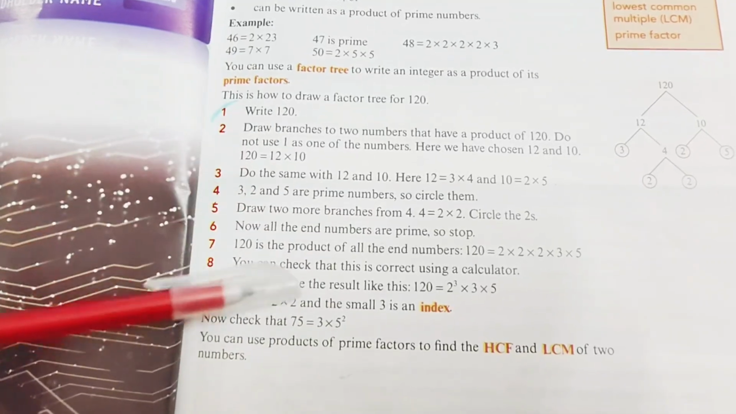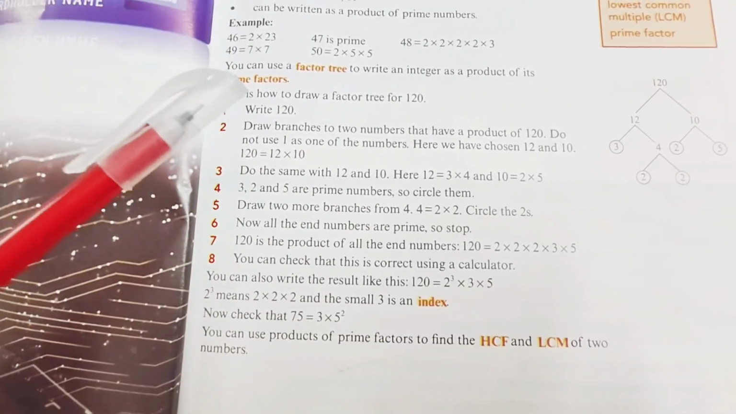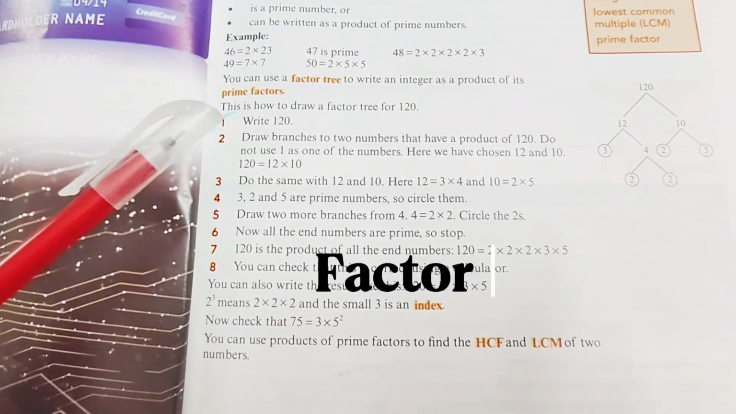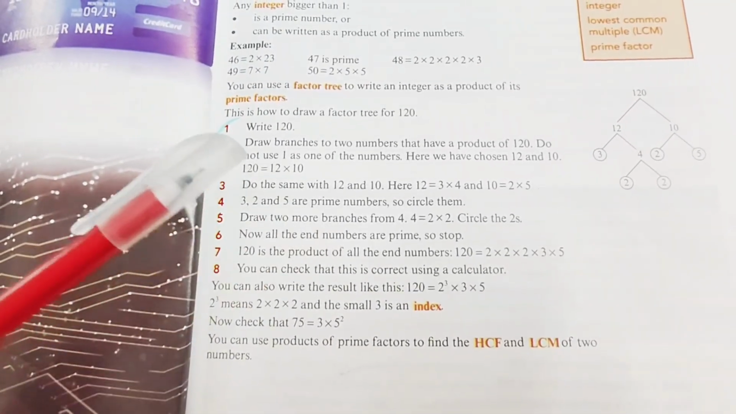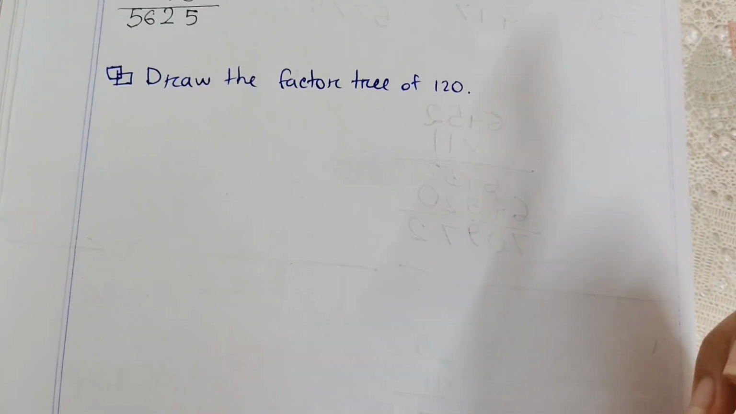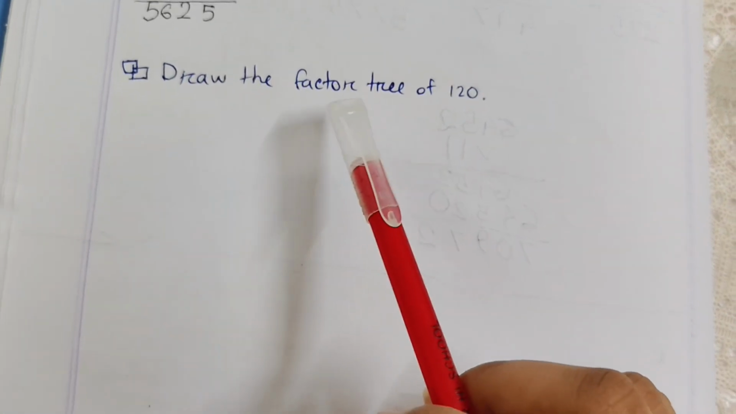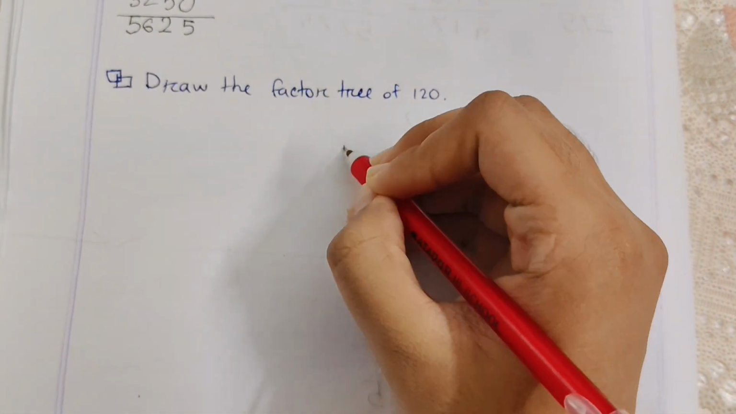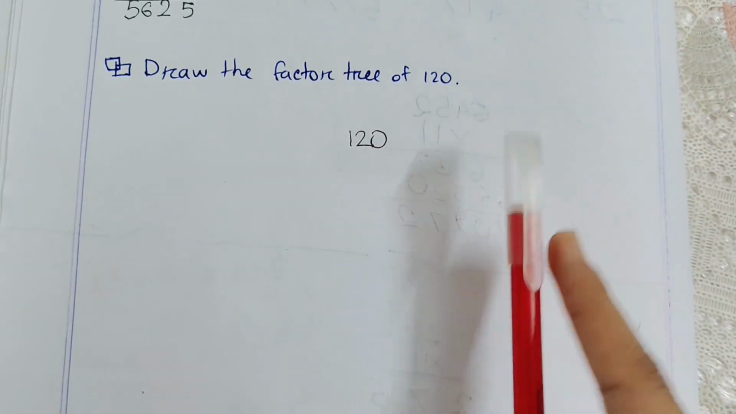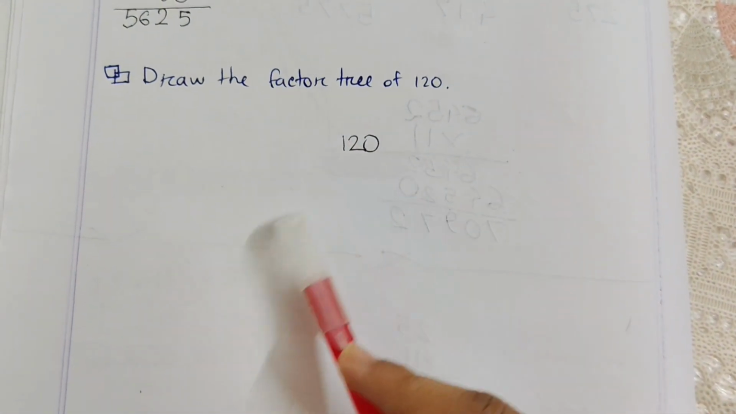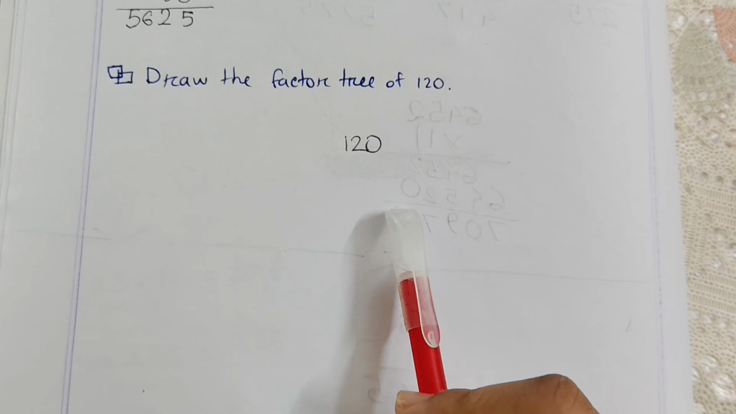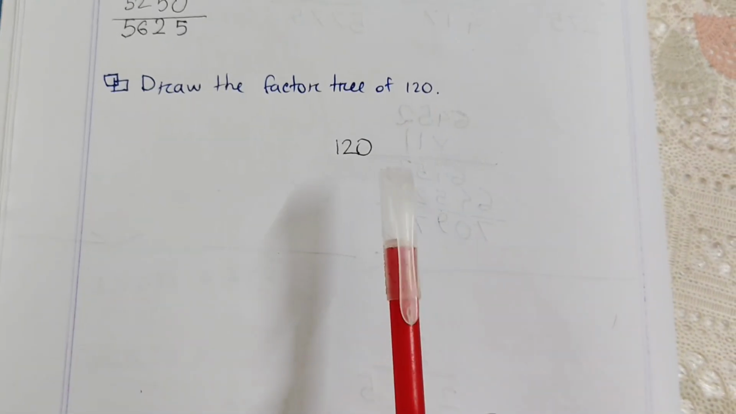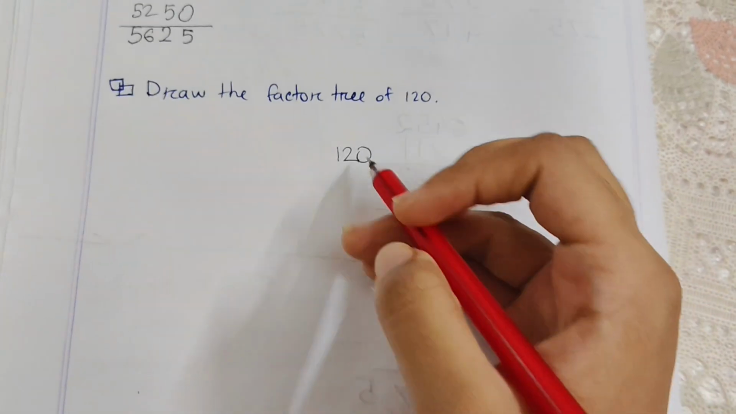In these parts, we can understand that these are actually steps on how to make a factor tree. So why not I show you how to make a factor tree. As an example, we're going to draw the factor tree of 120. What we do first, write 120 here. And if anything is given, like your first two branches will be, for example, 12 and 10, then write 12 here and 10 there.